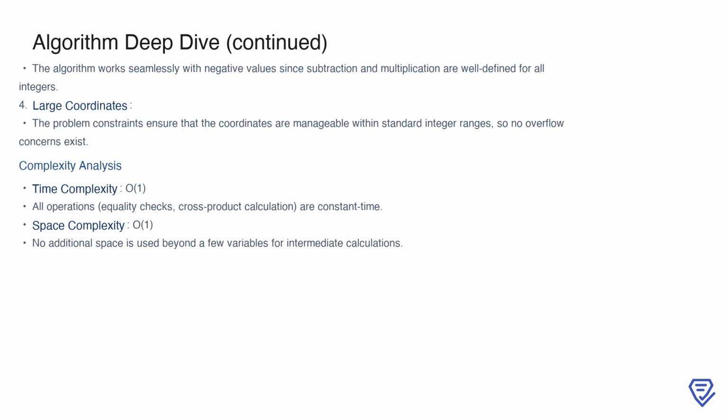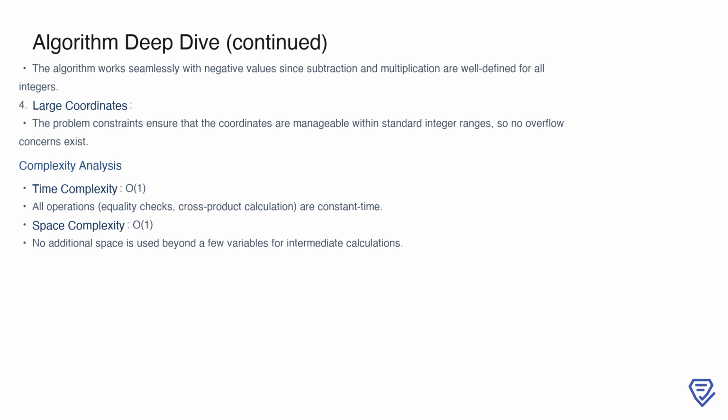The time complexity is O(1), because every operation, whether it's an equality check or a cross-product calculation, takes constant time. This makes the algorithm highly efficient. The space complexity is also O(1), as we don't use any additional data structures apart from a few variables for intermediate calculations.